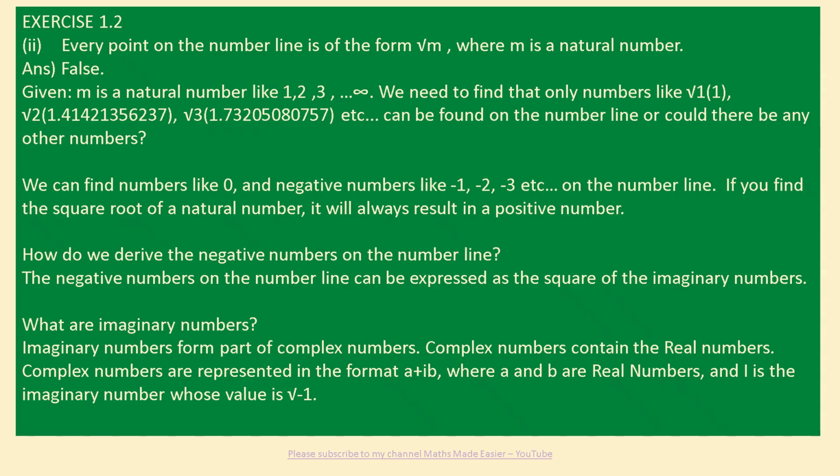But the complex numbers are represented in the format a plus ib, where i is an imaginary number and it takes the value of square root of -1. Since there could be other numbers which could not be expressed as root of m when m is a natural number, the answer to this question, every point on the number line is of the form root m, where m is a natural number, is false.